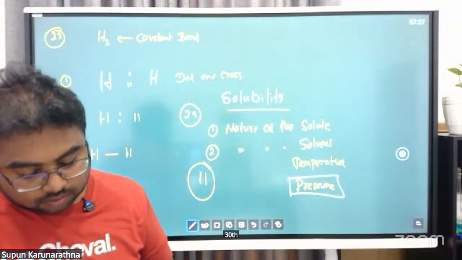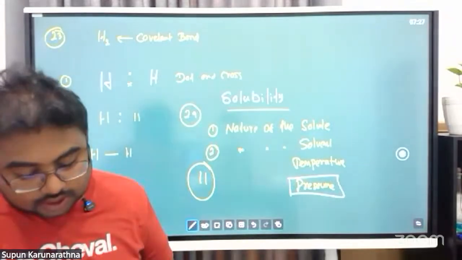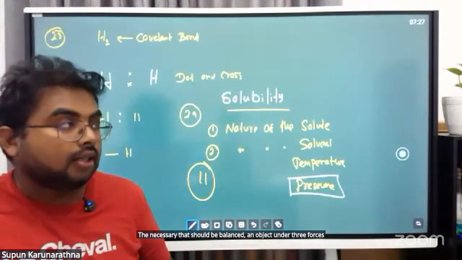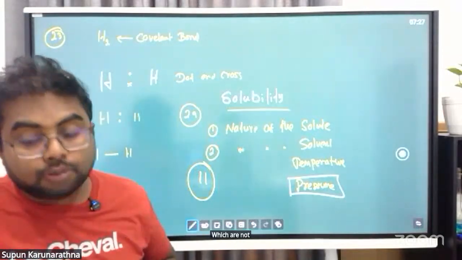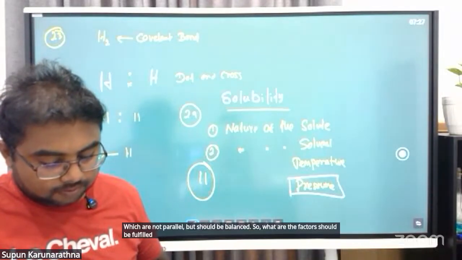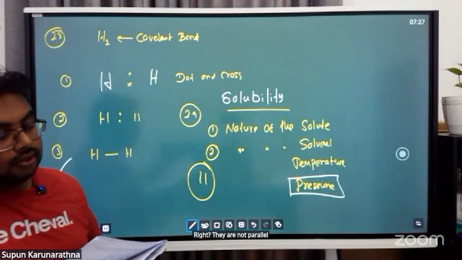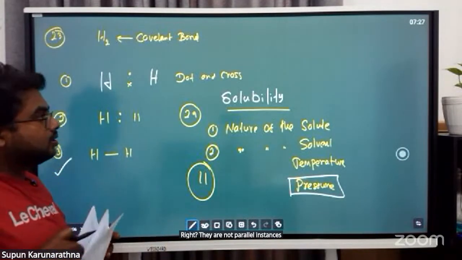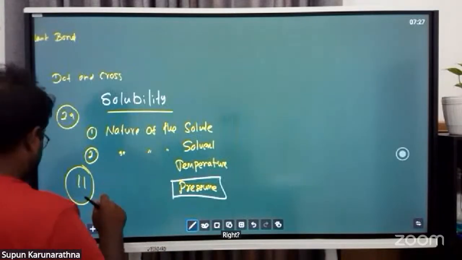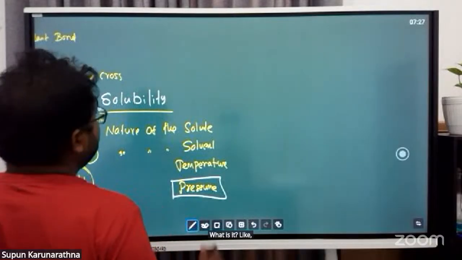The 30th one. What is necessary for an object to be balanced under three forces which are not parallel? Which are not parallel but should be balanced. So what are the factors that should be fulfilled? They are not parallel instances. Let's take an instance like question number 30.